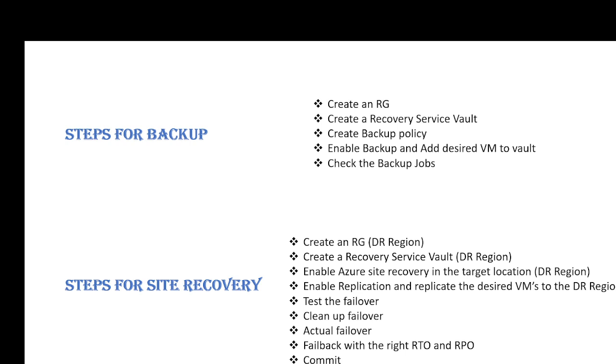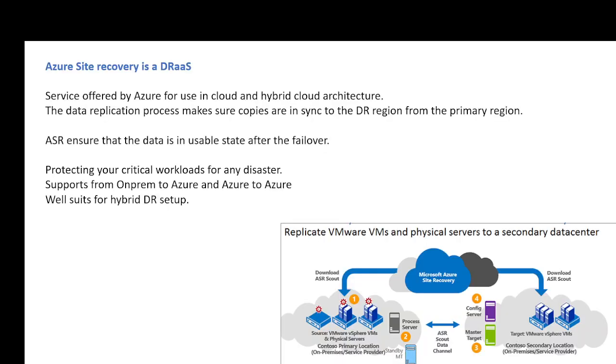So if the primary region is Western Europe, your DR region should be any other region, wherever your business is. Your business is in Western Europe now, so India would be your secondary or DR region. There you need to create the Recovery Services vault and enable Site Recovery, enable the replication, do the test failover, clean up the failover, and do the actual failover. You can make a note of failback, RTO and RPO, and commit it. So these are all the steps we perform.